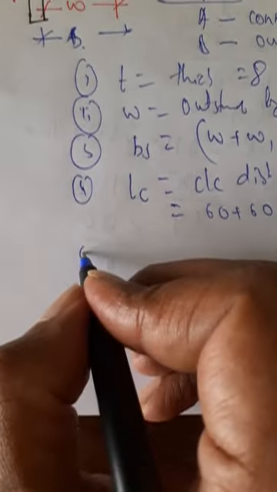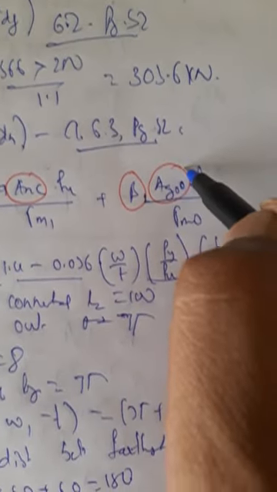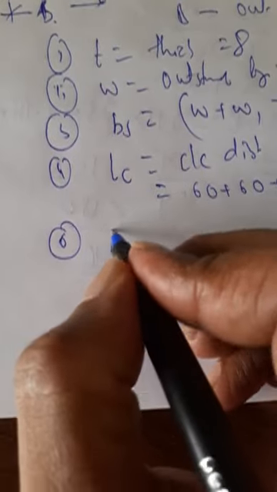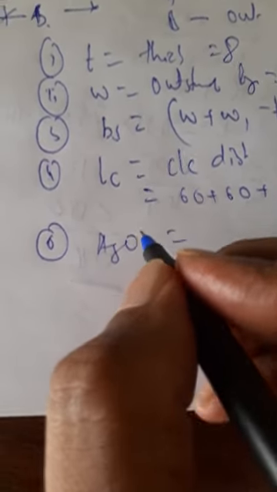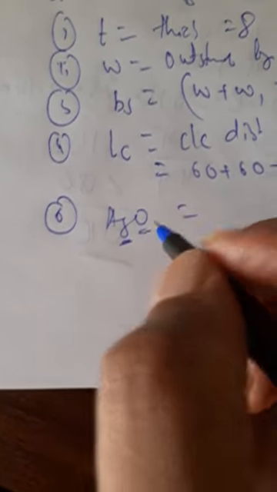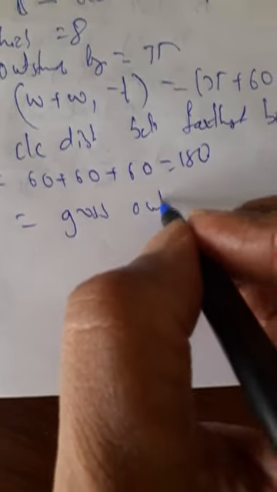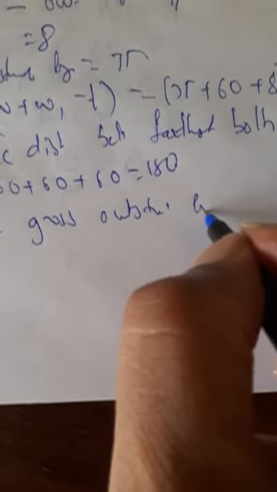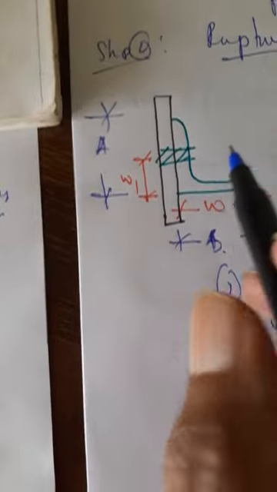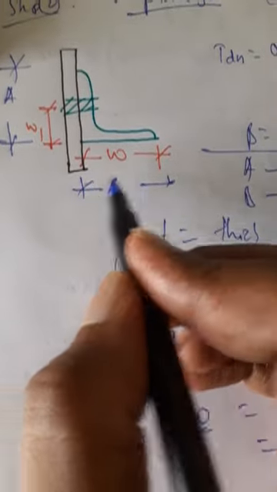Next, I need to find ANC and AGO. Next, AGO. What is AGO? Remember, A is area, G stands for gross, O stands for outstanding. So this is gross outstanding leg area. And outstanding leg here in this case is B.